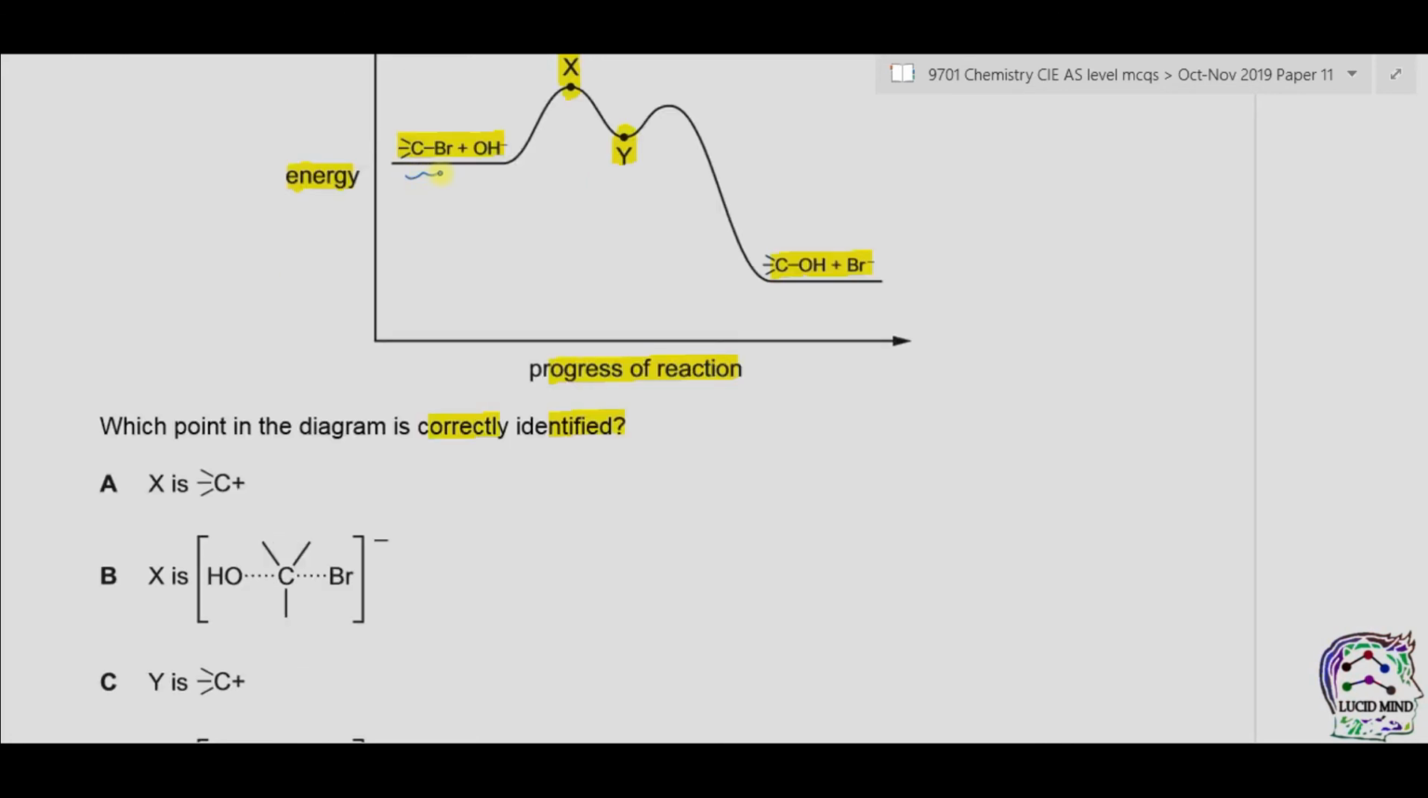In the question, tertiary bromoalkane is given, which is CBr. So what happens with the tertiary bromoalkane substitution? There are three alkyl groups attached with this carbon atom directly. Bromine is electronegative, so it has partial negative charge, while the charge on carbon is partial positive. Now what happens in substitution? In the first step this bond will be broken and tertiary carbocation is formed.